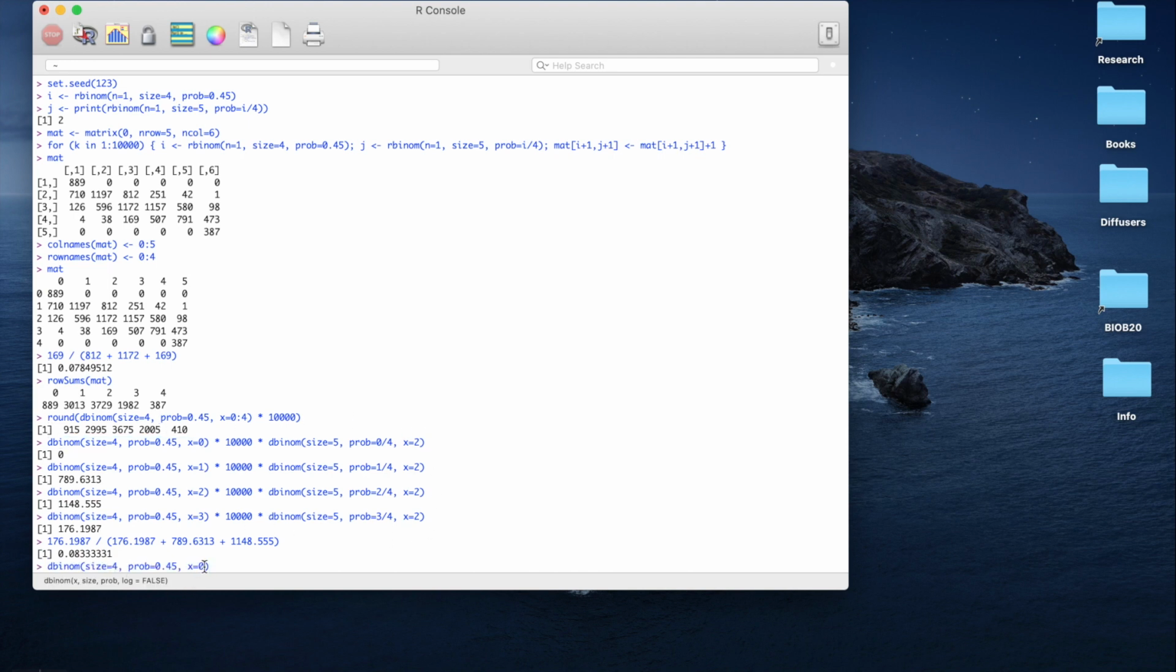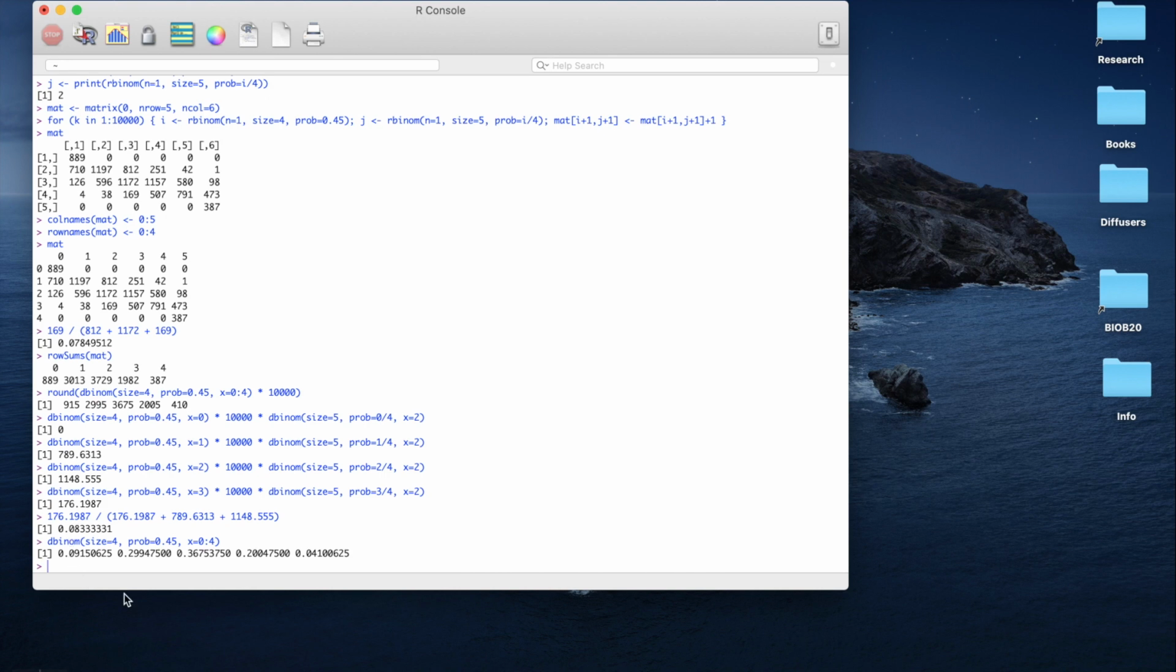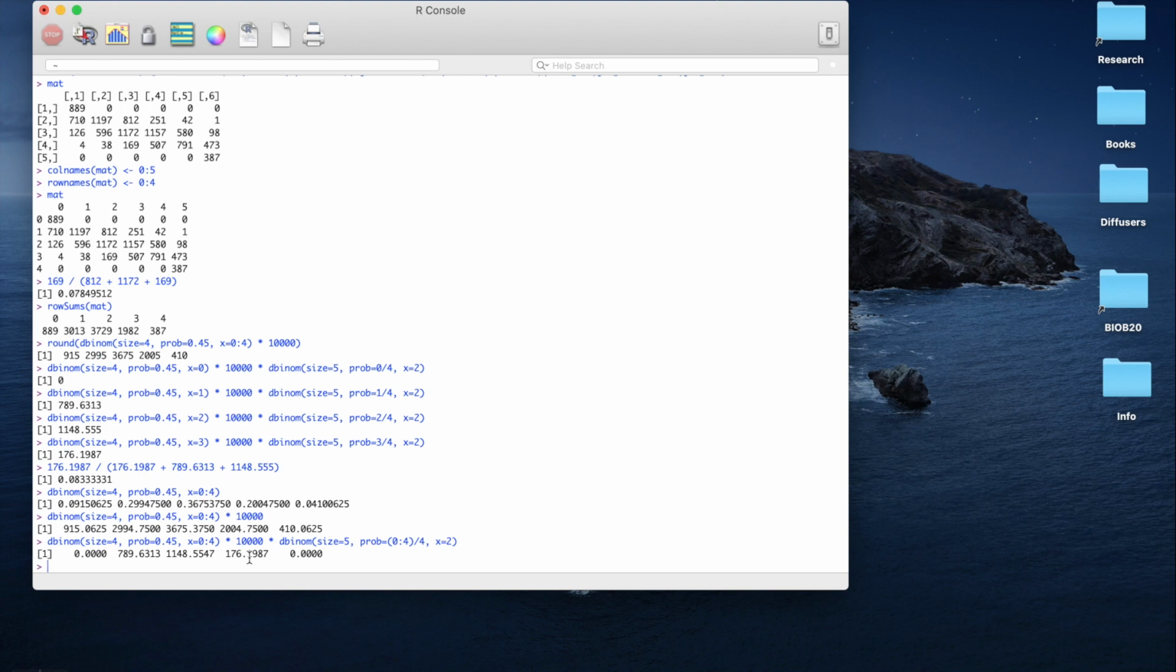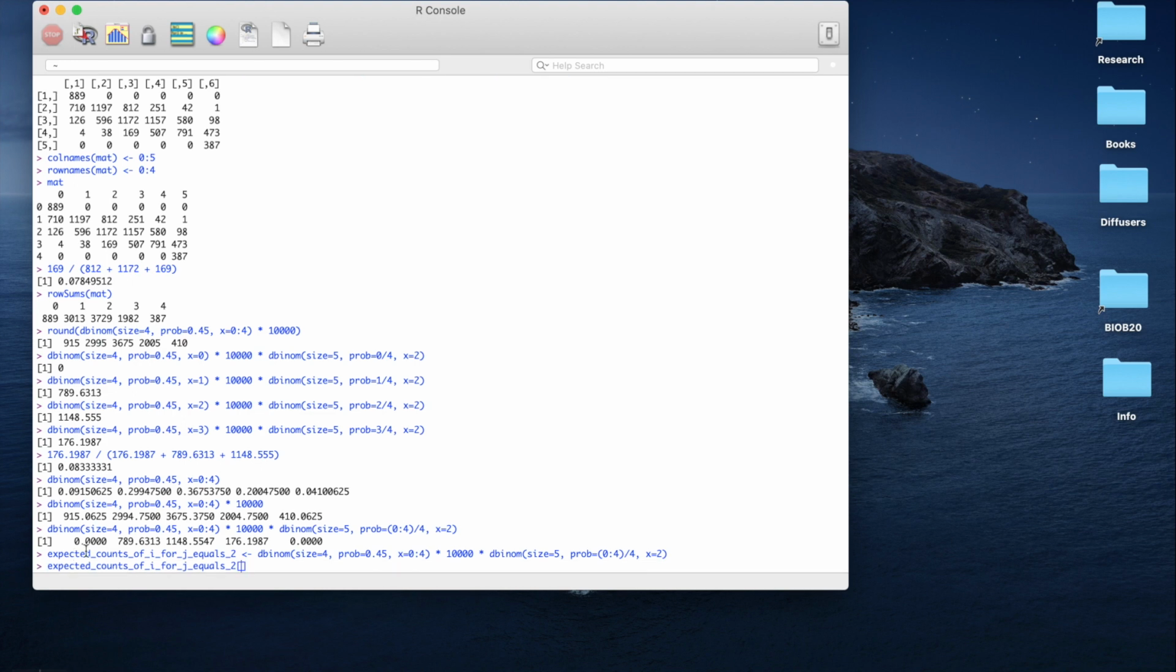It's interesting to point out that we can make these calculations a little bit more automatic. With the vector notation, we can obtain all the probabilities that I takes any value from 0 to 4. And if we multiply by 10,000, we obtain the expected counts. And if we do the same with the probability of obtaining j is equal to 2, we can in one single command obtain the expected counts for the whole column. Those numbers are the expected counts of I for j equals 2. So if I pick the value I equals 3 and I divide by the sum of the total counts, I obtain the answer to my question.